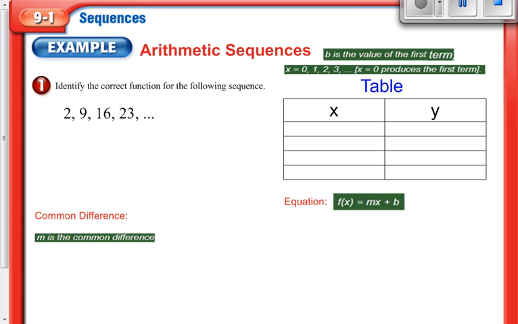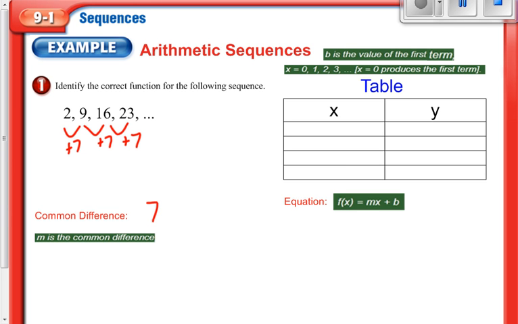Given our first arithmetic sequence, it says identify the correct function for the following sequence. They have 2, 9, 16, 23. So this is an arithmetic sequence as stated above, which means this is increasing or decreasing here. Obviously it would be an increase. So first things first, I'd go ahead and find out what that increase is. And we are gaining 7 each time. Basically what you have just found here is what we call the common difference. So the common difference is 7.